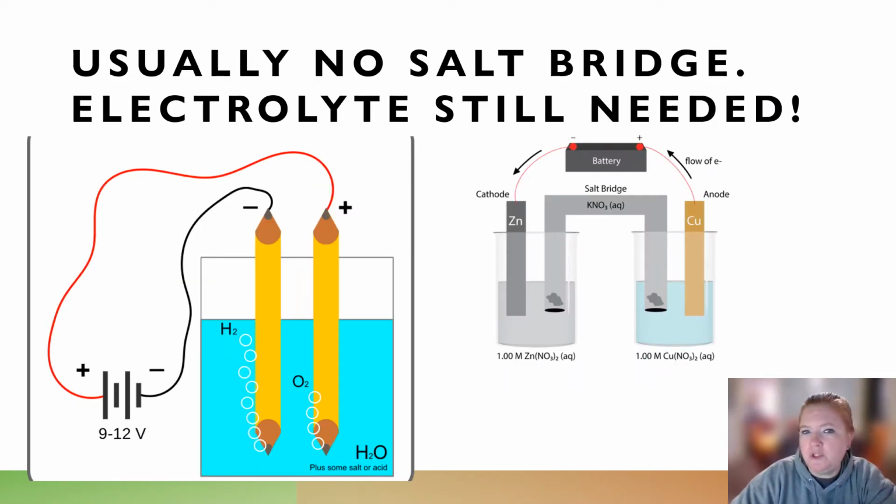Usually there's no salt bridge. You still need an electrolyte. You still need a liquid because the ions still have to move around, but usually they're in the same container. Now, having a salt bridge doesn't mean that it's not, because you can see this battery, that is what indicates it's electrolytic.